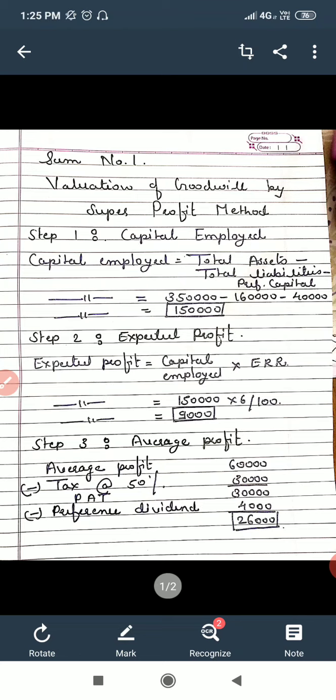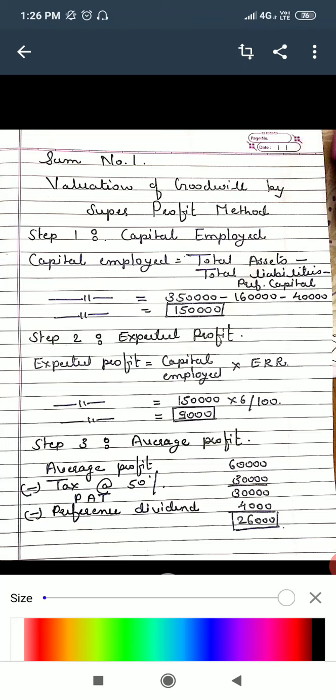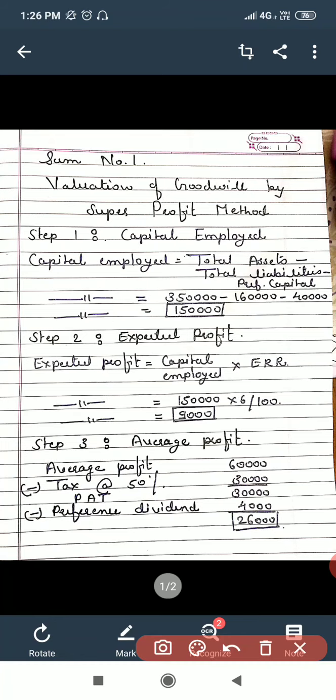Today we are going to start with the very first sum of our chapter, Valuation of Goodwill. Now, when we are planning to go for valuation of goodwill, and that too by the super profit method, which method are we planning to go for? Super profit method. There are 5 steps which we need to follow.